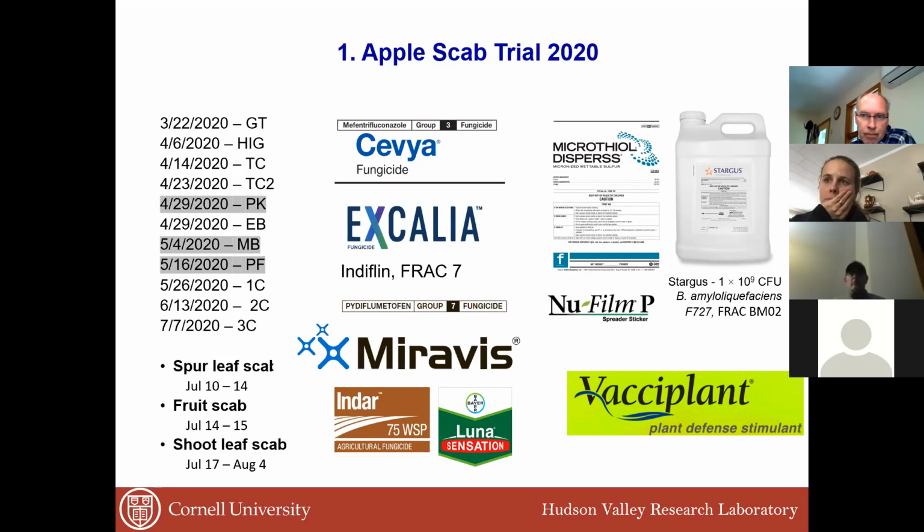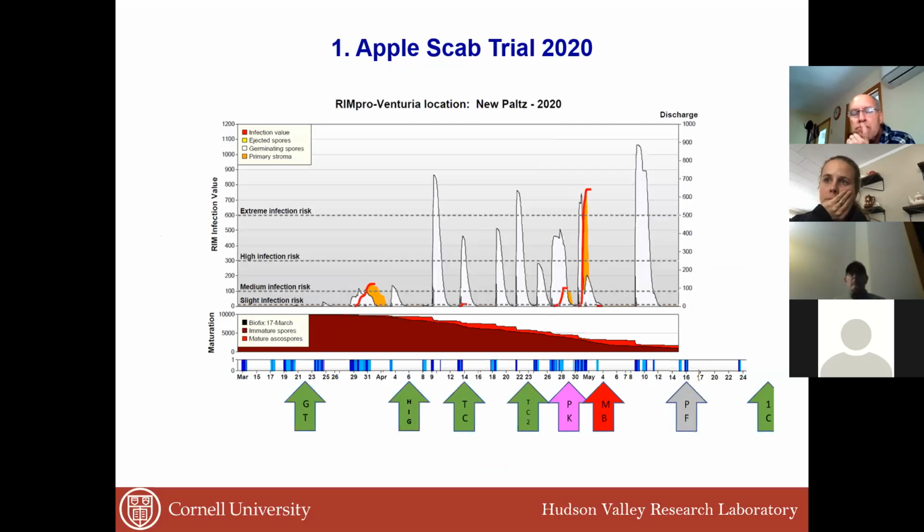We also had Stargus involved in this trial at different growth stages, which is Bacillus liquefaciens, a biological, and we mixed it with sulfur or used it alone to see how scab control is going to look. And then Excalia, as an SDHI fungicide, was compared in the same schedule at the same growth stages with Miravis, which is a Syngenta fungicide. And then we compared these results to see how the efficacy looks.